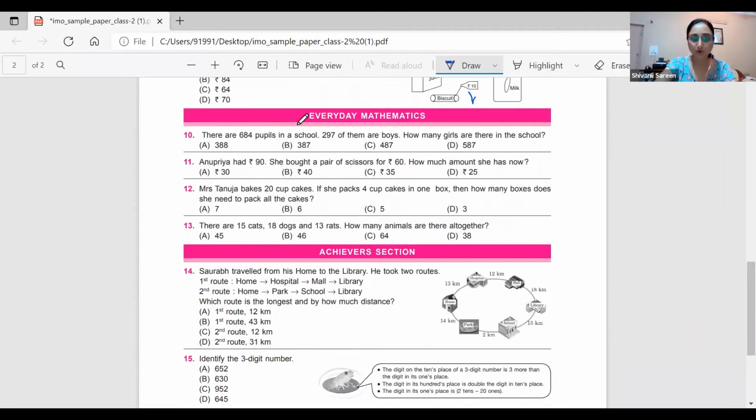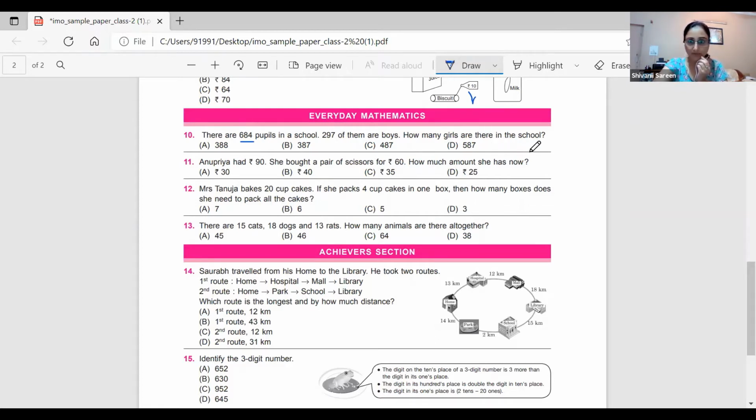So let's move on to next section, which is everyday mathematics. Let's read question number 10. There are 684 pupils in a school. 297 of them are boys. How many girls are there in school? So there could be two types of students, boys and girls, right? So there are 684 students, out of which 297 are boys. So the rest are girls. So how can we find out? We can subtract 297 from 684 and we can get our answer.